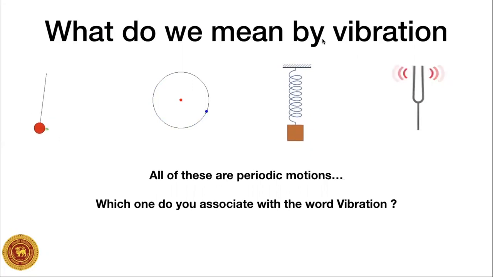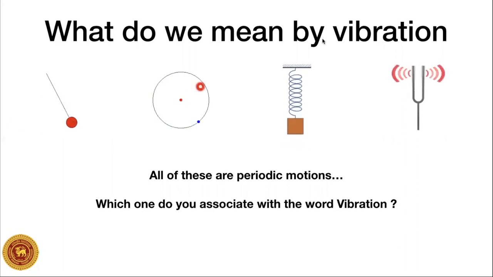What is common in all of these things is that all of these are periodic motion. The motion repeats itself over and over again. This is periodic motion, motion repeats over and over again. And this is periodic motion. So out of these things, which one do you typically associate with vibrations?